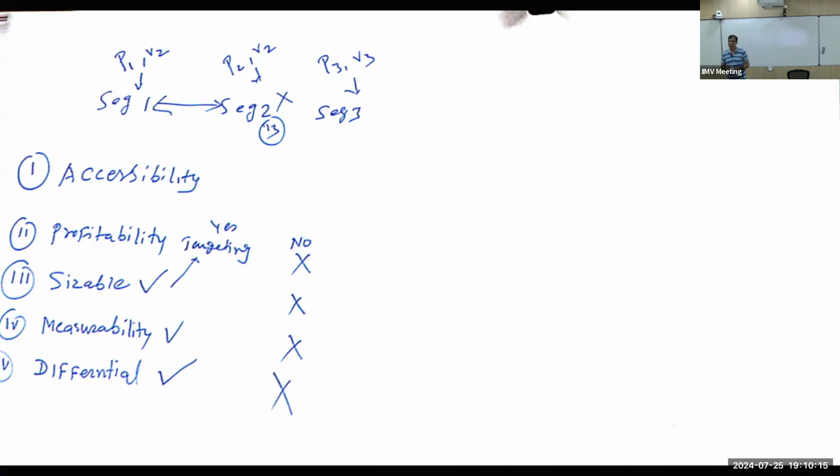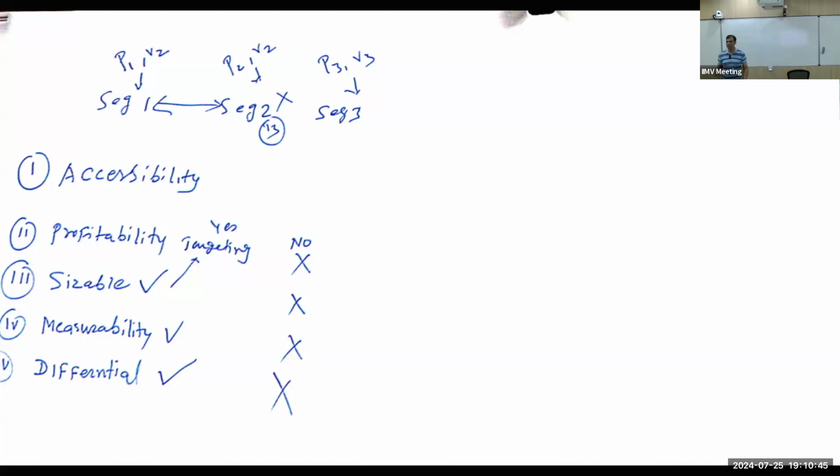Is this segment feasible or not, profitable or not, sizable or not, measurable or not, accessible or not, and differentiable or not? If these answers are yes, then you go for targeting. I will go for one target. Sometimes you don't have budget also, because I have told you, the moment you are targeting three segments, you must have either three products or three variants. So it will be very difficult. It's not a very easy call.